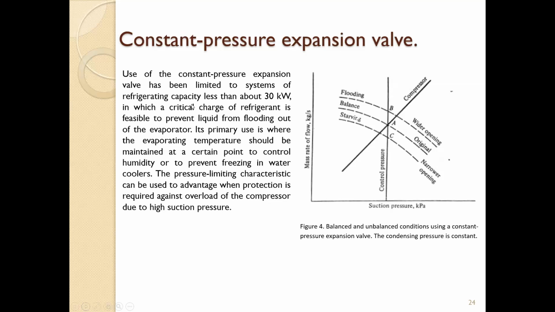Use of constant pressure expansion valve has been limited to systems of refrigerating capacity less than about 30 kilowatts, in which a critical charge of refrigerant is feasible to prevent liquid from flooding out of the evaporator. Its primary use is where the evaporating temperature should be maintained at a certain point to control humidity or to prevent freezing in a water cooler. The pressure limiting characteristic can be used to advantage when protection is required against overload of the compressor due to high suction pressure. So, other topics na yun.